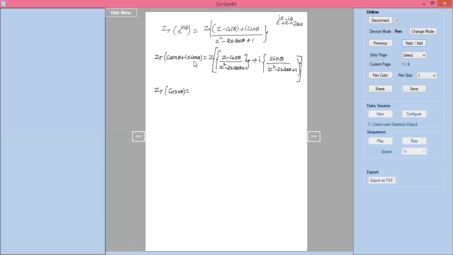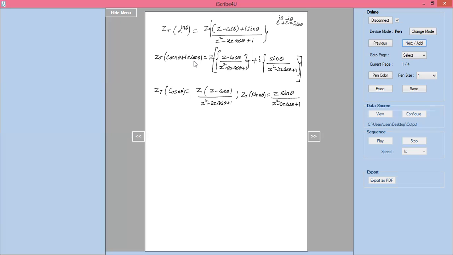Z transform of cos n theta equals z into z minus cos theta divided by z square minus 2z cos theta plus 1. Next, the imaginary part: z transform of sin n theta equals z into sin theta divided by z square minus 2z cos theta plus 1, which is the required solution for cos n theta and sin n theta. So I found the z transform of cos n theta and sin n theta.